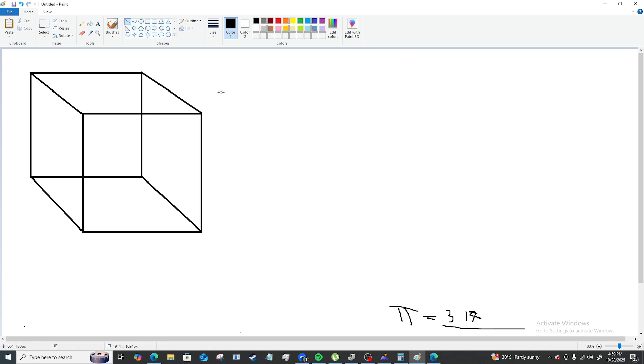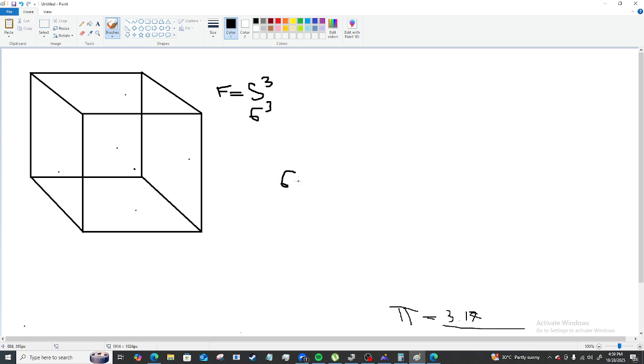Now, to solve the cube, we need the formula. The formula for the cube is side cubed. So you solve it. Let's see how many sides this cube has. 1, 2, 3, 4, 5, 6. This cube has 6 sides.